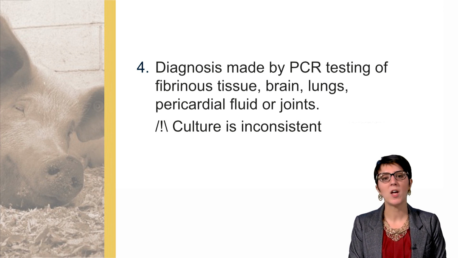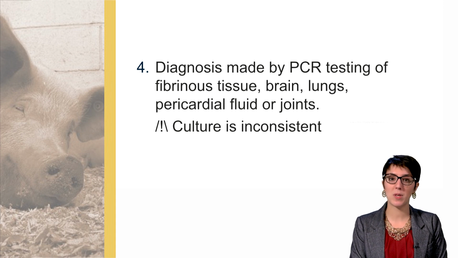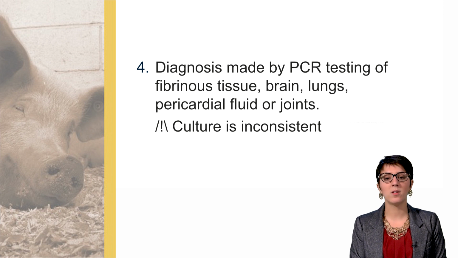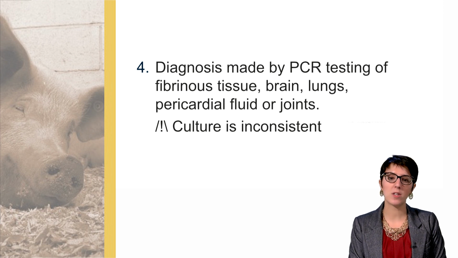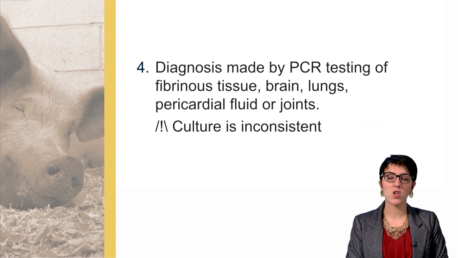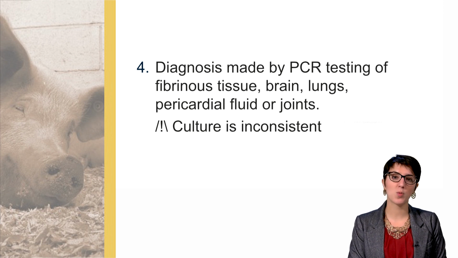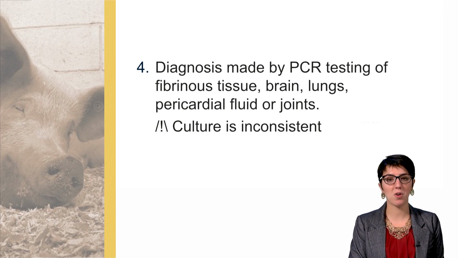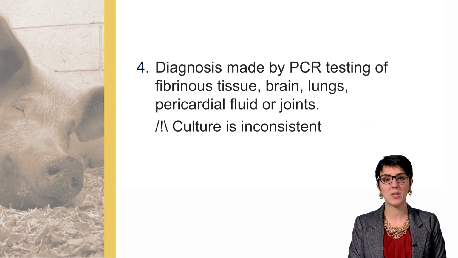The diagnosis is made by PCR testing of fibrinous tissue, or the brain, lungs, the pericardial fluid, or the joints. Be careful because culture is inconsistent with Haemophilus parasuis. The bacteria is pretty fragile and can die out during transport between the farm and the laboratory. That's why we prefer the PCR.